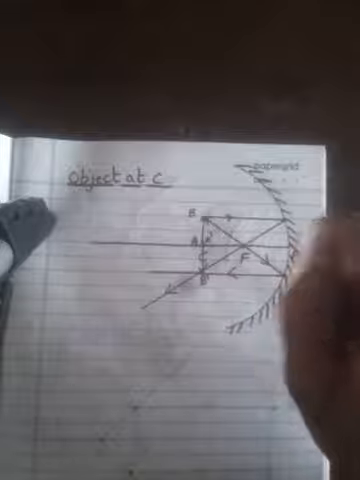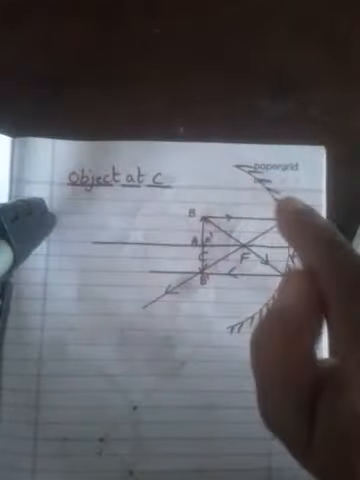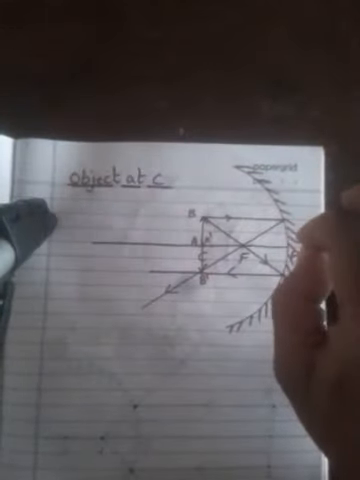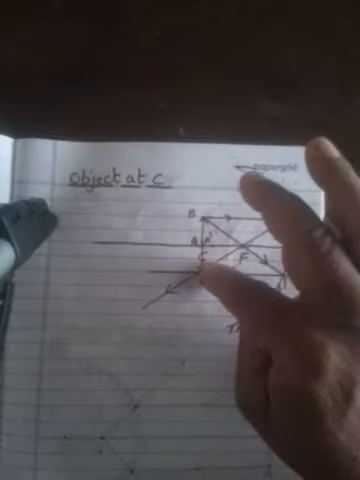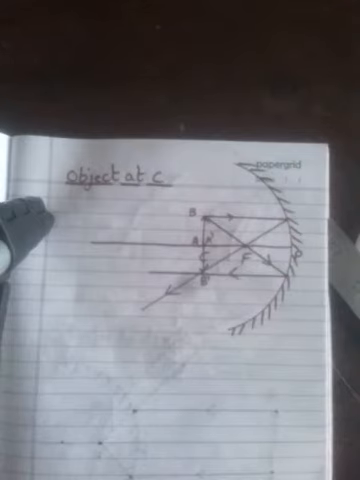So what we get is when the object is placed at C, we get an image at C itself. It is real, inverted, same size as the object, formed at C. Okay, so I will write that.